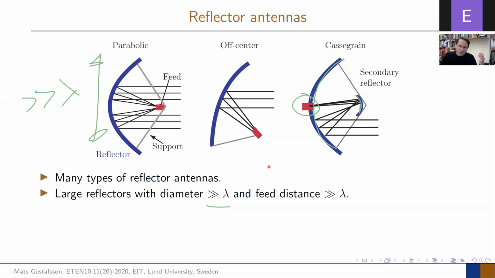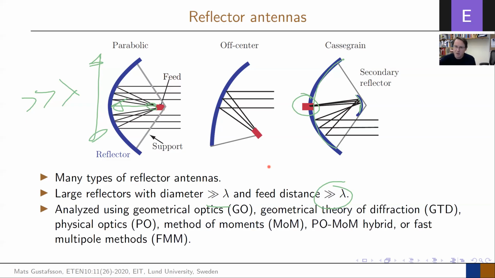And when I talk about much larger, the minimum you could think about is a factor of 5 or something. But it's no problem to go up to a factor of 1,000, 10,000, 100,000. So it can be really large in terms of wavelengths. There's no limitation there. Another case is that the feed distance, the distance from your reflector to your feed, is also many wavelengths in size. So everything here is many wavelengths, which means it's large structures.